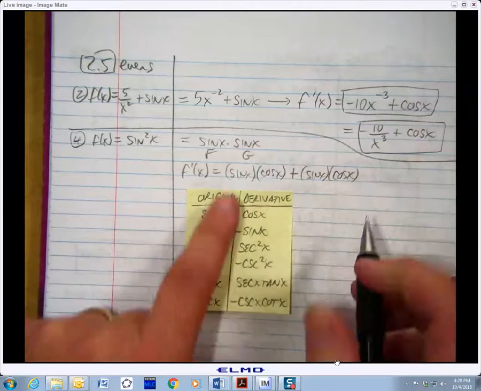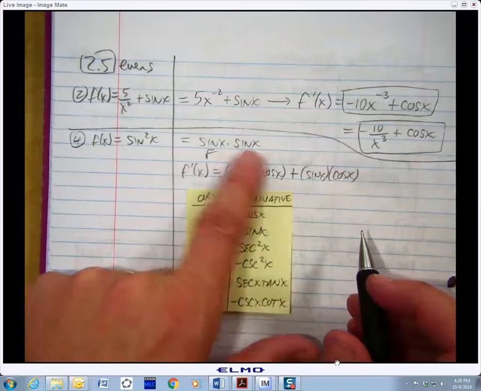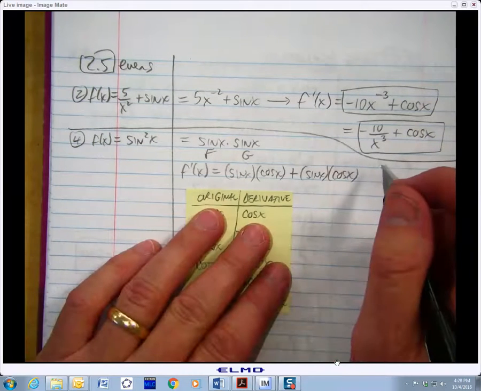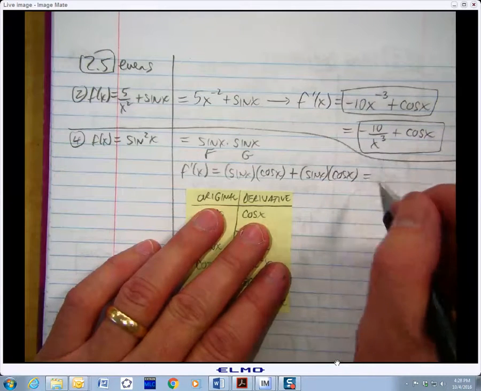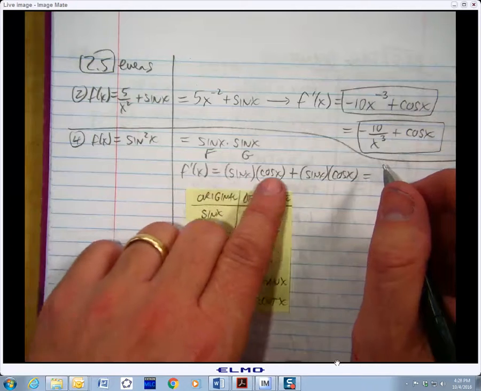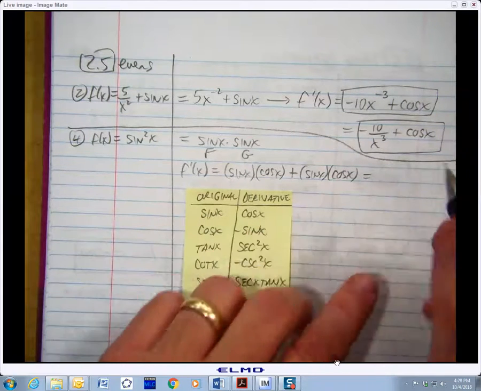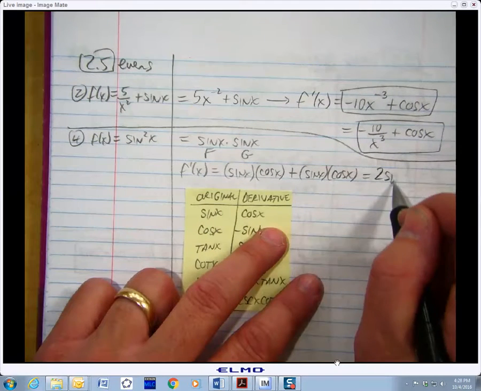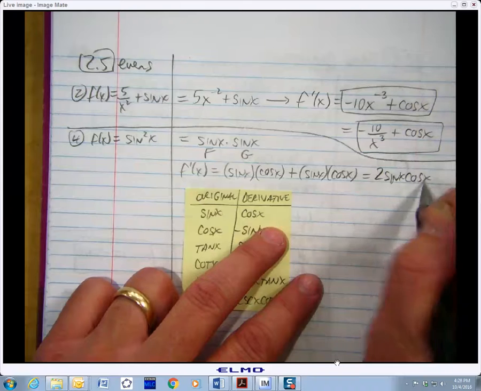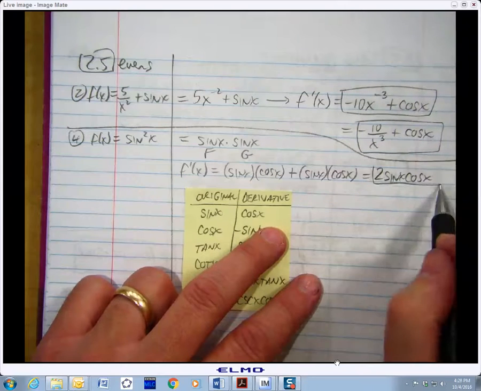And you'll notice these are identical because f and g are the same thing. It's just sine of x both times. So hopefully you see this. That's one of these sine x cosine x's and another one of those sine x cosine x's. That's 2 of these sine x cosine x thingies. And that's a pretty good looking answer right there.